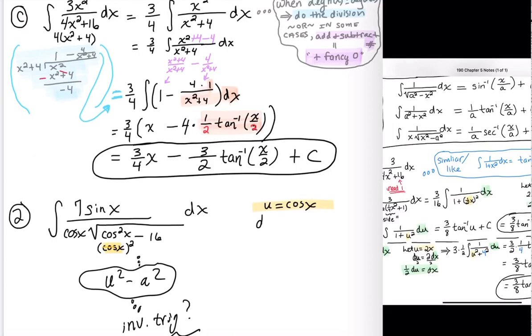So my du is going to just be sine. Du is sine x dx. Okay, so we're going to have our, erase this. Oh, sorry, I forgot the minus sign. Minus sign, derivative of cosine is minus sine. All right, let's erase here.